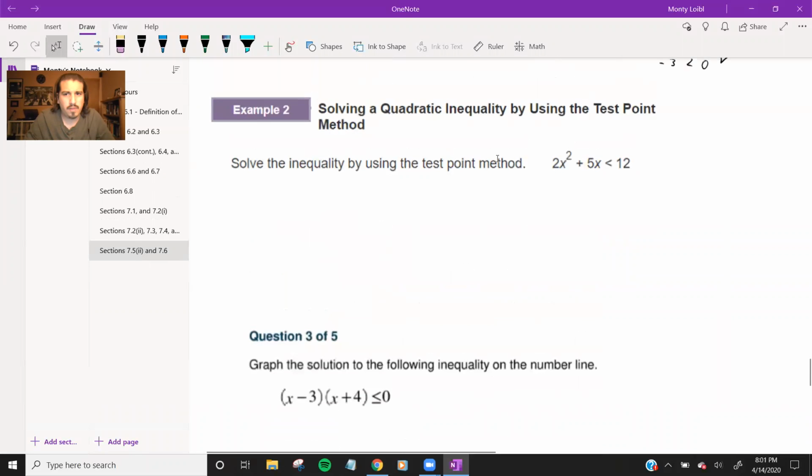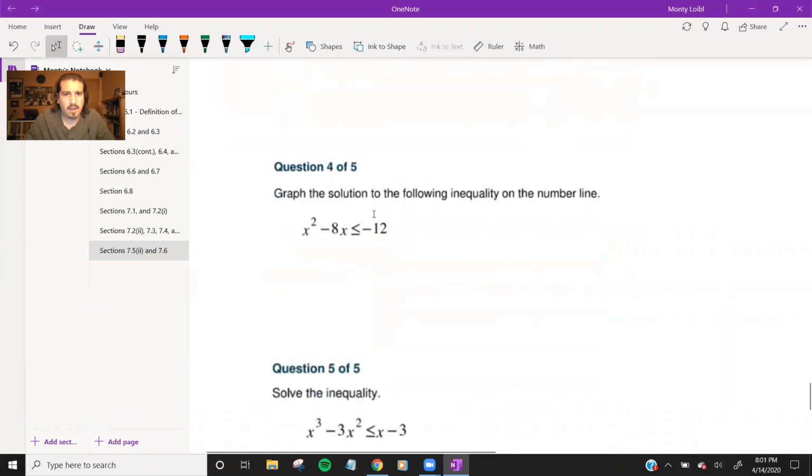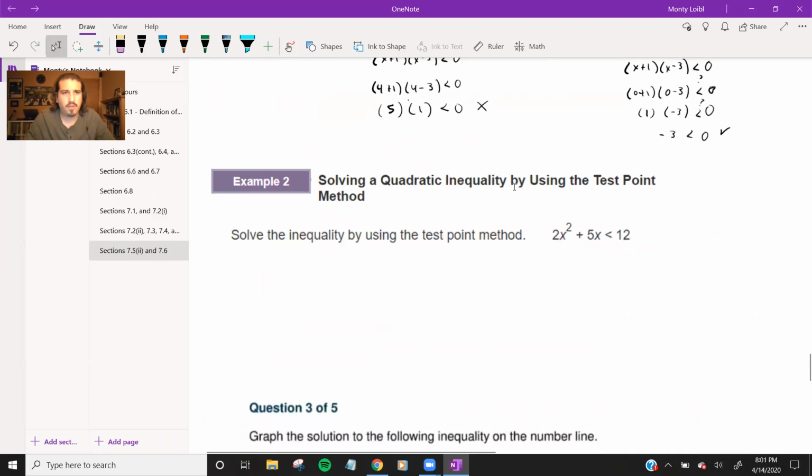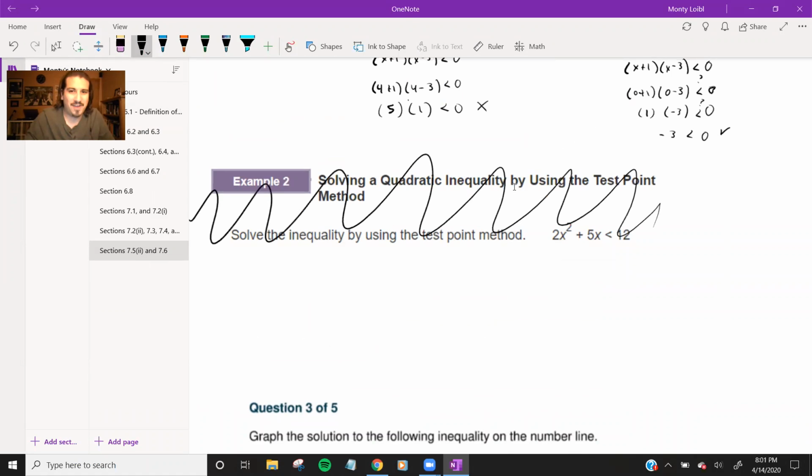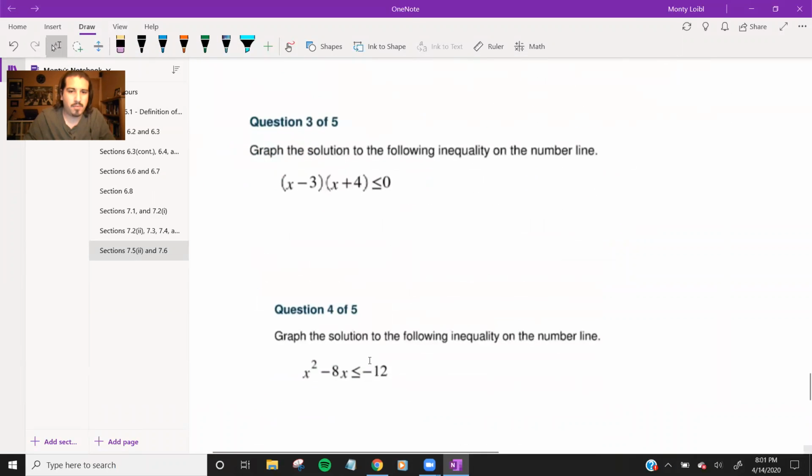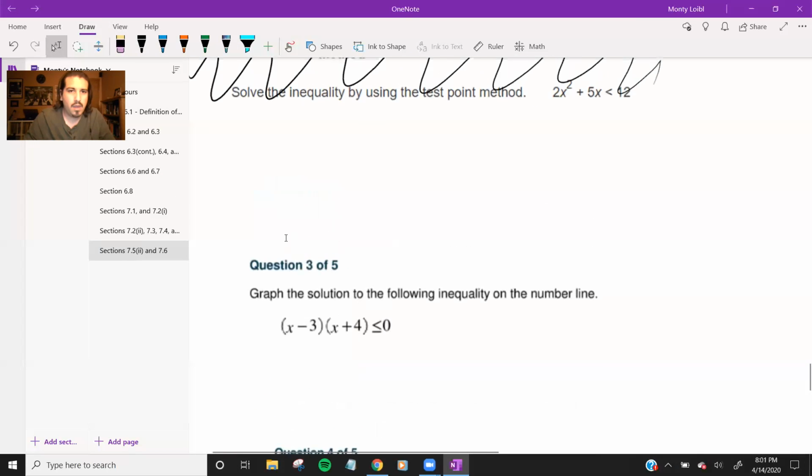This example is really similar to that example. So for the sake of time, I'm not going to do this example, because it is really similar to this problem down here.